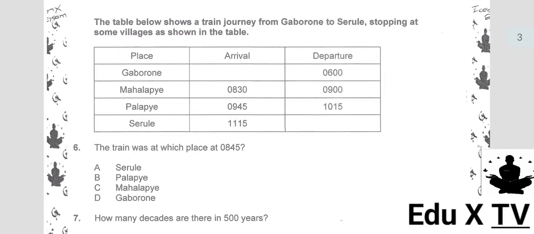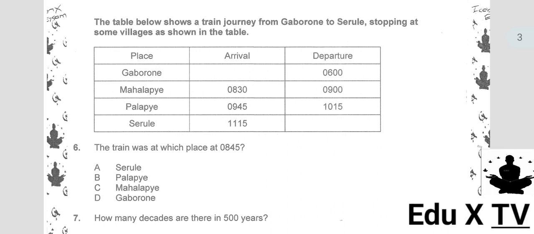The table below shows a train journey from Gaborone to Serule, stopping at some villages as shown in the table. As you can see in the table, place, arrival and departure means that the train left Gaborone at 6 o'clock and it arrived at Magalape at 8:30. And it left Magalape at 9. Then it arrived at Palape at 9:45. Then it left Palape at 10:15. Then it arrived at Serule at 11:15.